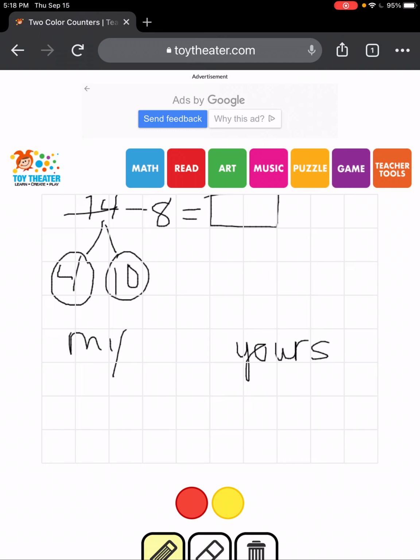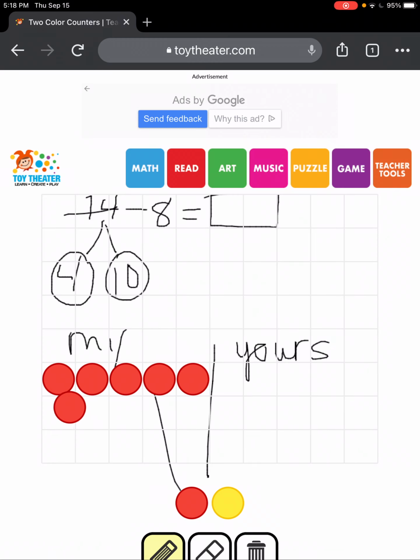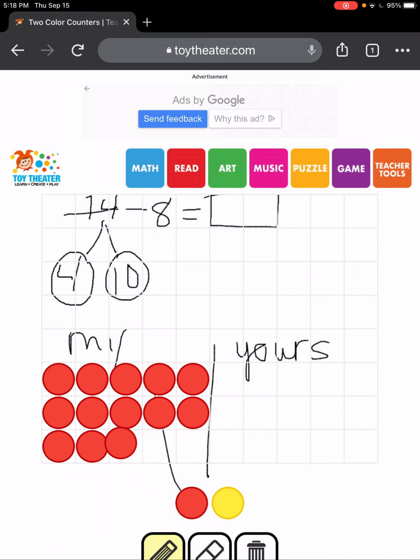So from here, I can go ahead and build 14. 1, 2, 3, 4, 5. Put my line here. 6, 7, 8, 9, 10. I'm building what looks like a 10 frame. So our program typically uses 2 rows of 5 as a 10 frame, and you can kind of see that here.